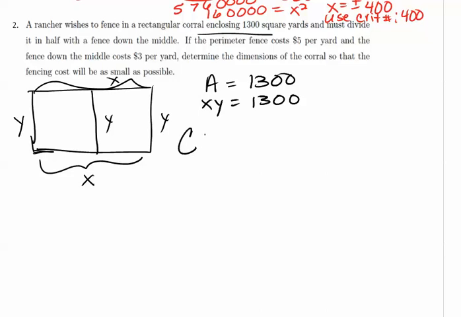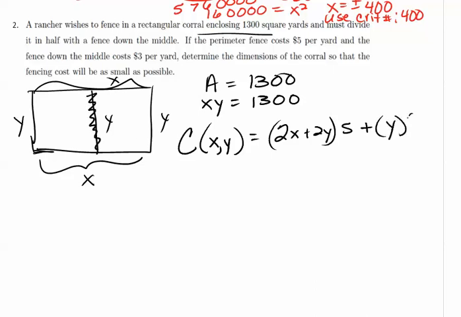So the cost of the fence, here's an interesting notation we maybe haven't used much. The cost function here is a function of both x and y. So the perimeter fence, that would be 2x plus 2y. The entire perimeter costs $5 a yard. And this middle piece here, which is y yards long, only costs $3 per yard. So let's clean up our cost function here. We've got 10x and 13y.